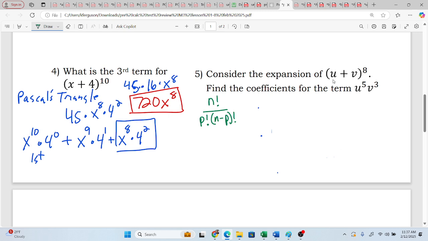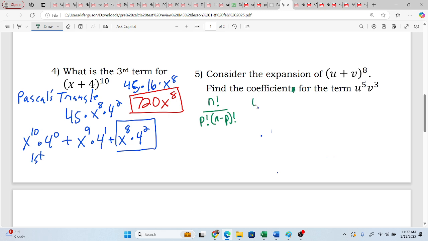Okay, consider the expansion of u plus v to the eighth power. So find the coefficient, not coefficients, coefficient. We want the coefficient when I have u to the fifth power times v to the third power. Does everybody understand what's going on there? Because taking this to the eighth power, there's no numbers in there. So really, my variables themselves, when I add the exponents, they add up to 8. So I've got u to the fifth and v to the third.